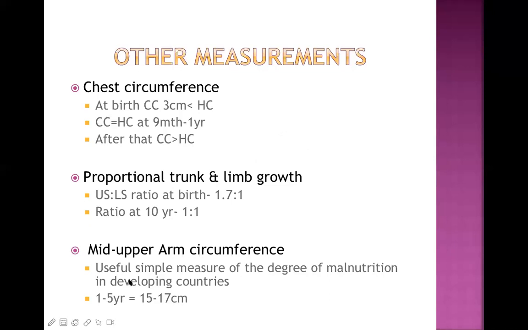Now mid-arm circumference is the useful measure of degree of malnutrition in the developing country, and this is mainly done by Shakir tape, and in Shakir tape there are different colors. So accordingly we know which grade of malnutrition the baby is having. So this is about the mid-arm circumference.